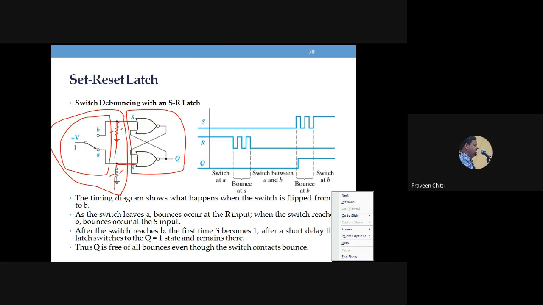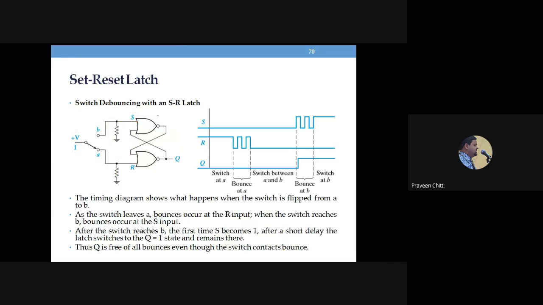And when both S and R are 0, 0, what happens? The latch will remain in the previous state. There will not be any change in the output of the latch. Okay. So I have explained what these resistors are used for.